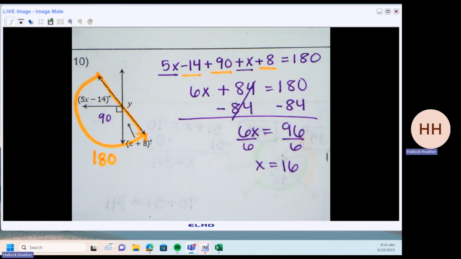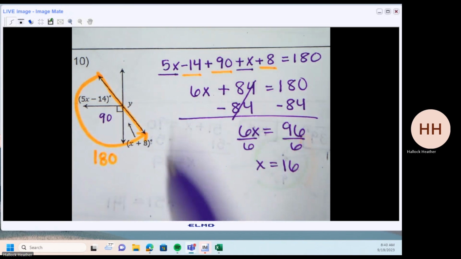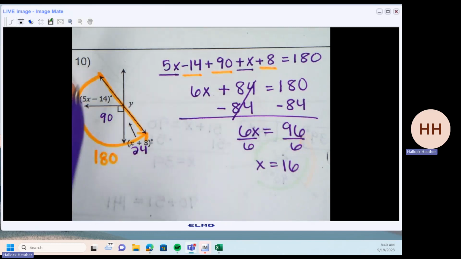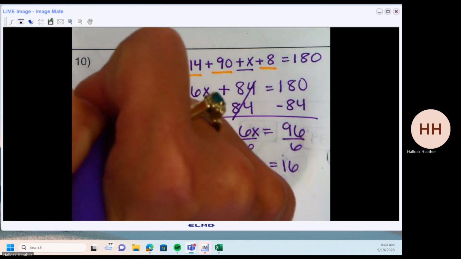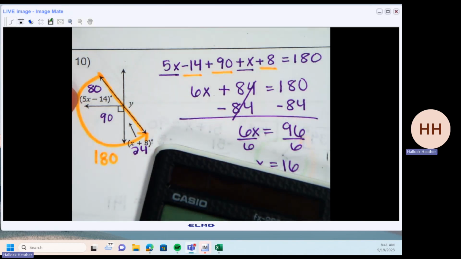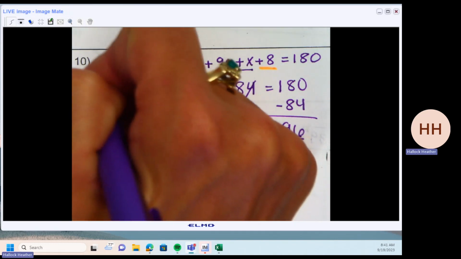There's two different ways you could technically do this, but I'm going to plug it in here. If I know x is 16, what's 16 plus 8 going to give me? So this one's 24. And then over here, I have 5x minus 14. So I'm going to do 5 multiplied by 16 in a calculator and then minus 14. What is it? 80. So I know this angle is 80. I know this angle is 90. That's not right. Hold on. Okay. I forgot to minus 14. This is 66.